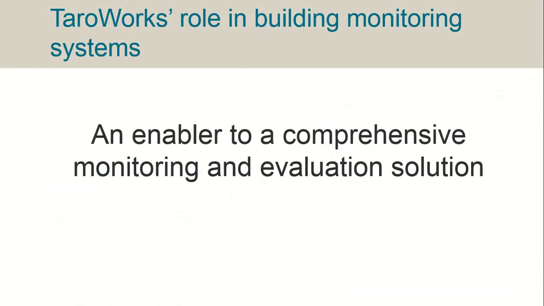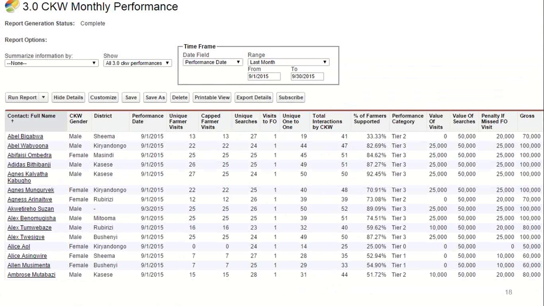And I just want to share a few. This is a quick performance report. So we can very easily look at our community knowledge workers and see the performance that they're doing in any given month: how many unique farmers they visit, how many searches they use on the app, how many times they visit their field officer, the proportion of farmers supported, all very easily mapped through the very simple forms that we developed.